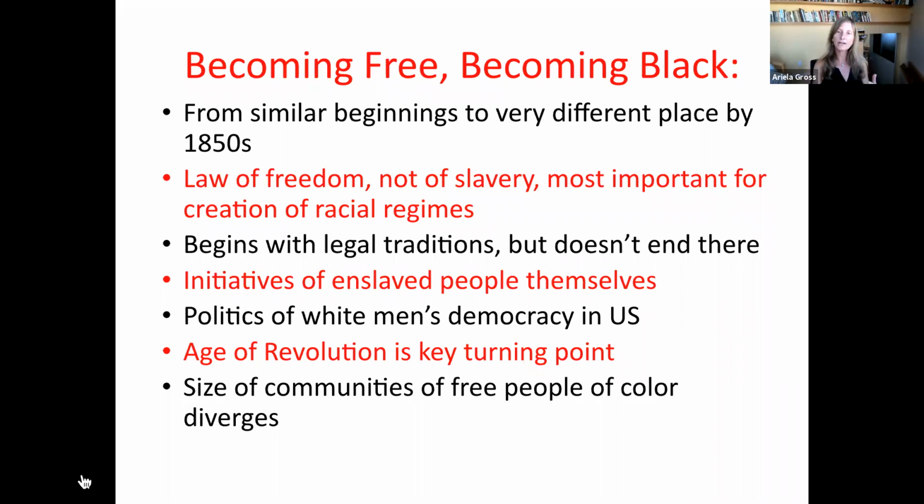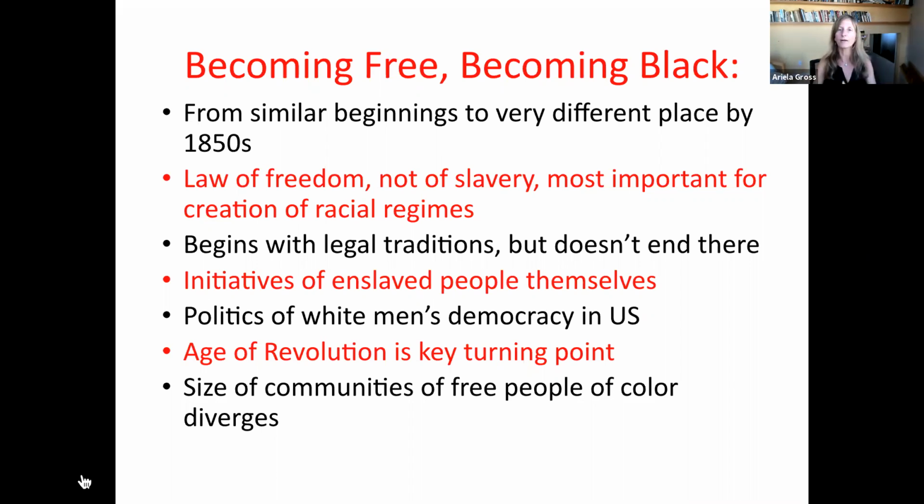And that's a very important difference that we see in the colonial period. But that story takes many twists and turns. It doesn't end there, because we really try to look at change over time.